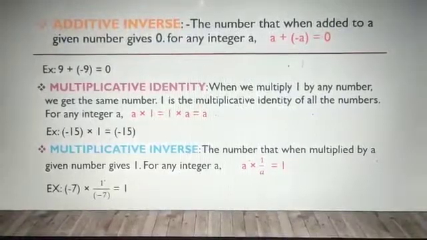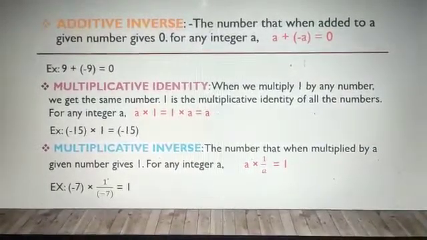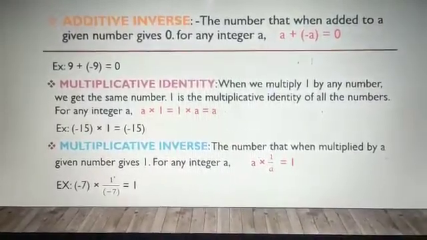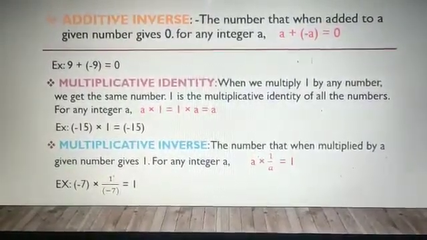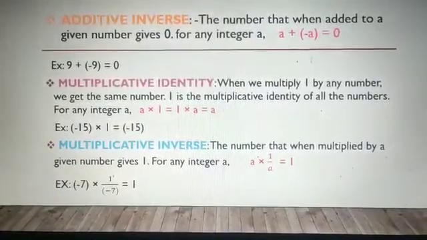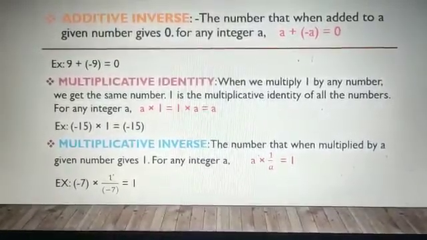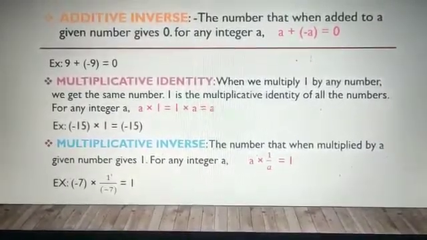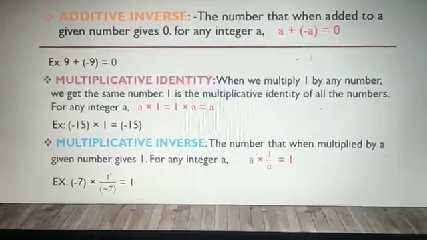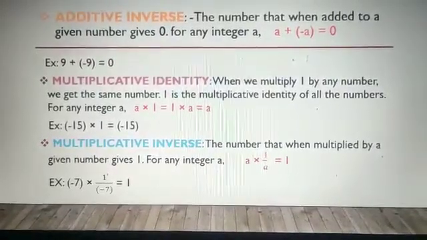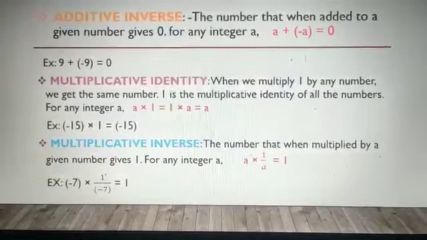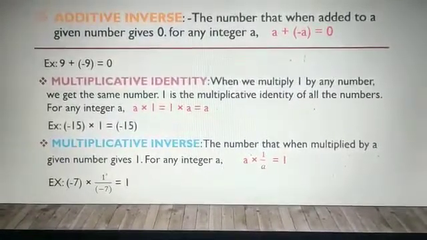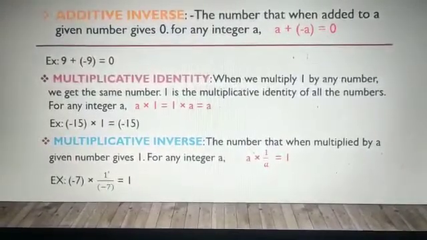Now multiplicative identity. Like we were having additive identity, now we also have multiplicative identity. So now in multiplicative identity, what does it mean? That when we multiply 1 by any number, we get the same number. That is why 1 is called the multiplicative identity of all the numbers. For any integer a, a into 1 is equals to 1 into a is equals to a. For example, minus 15 into 1 is equals to minus 15.